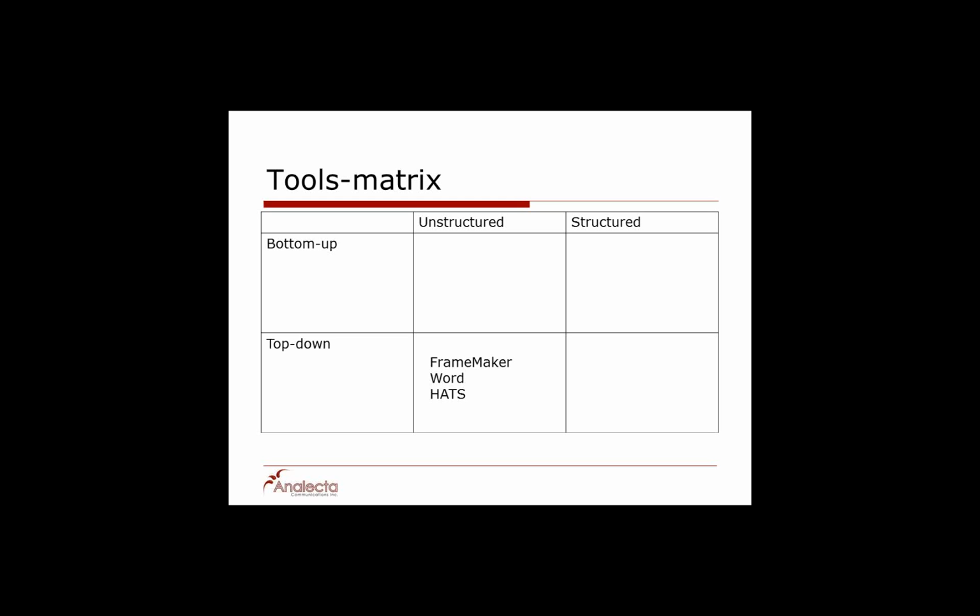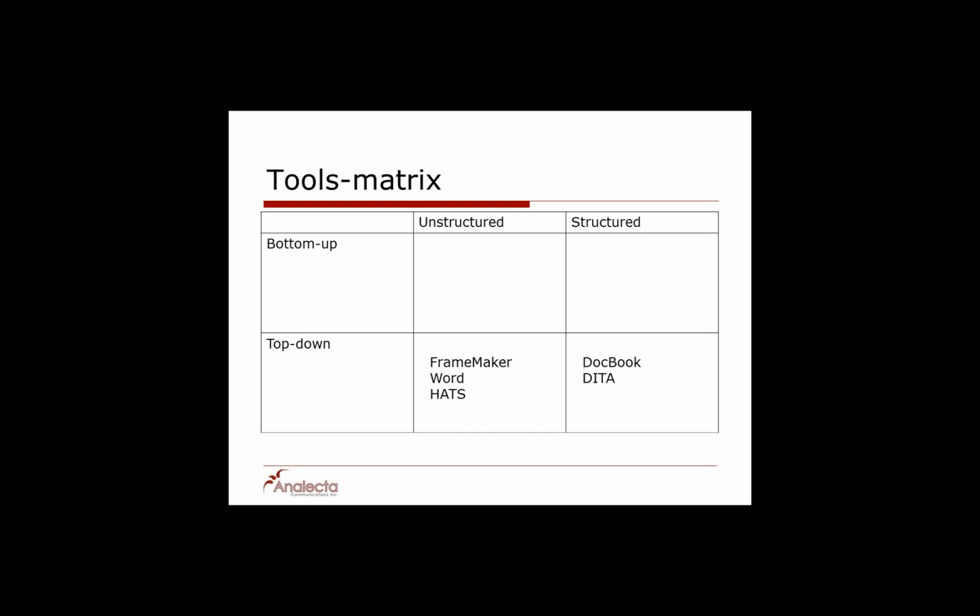Would be represented by desktop publishing programs like FrameMaker, PageMaker, InDesign. Would be represented by word processors like Word and OpenOffice and WordPerfect. Would be represented by help authoring tools, RoboHelp, Flare. Now, as I stated at the beginning, this doesn't mean that you can't do bottom-up or even structured writing with these tools. It's about identifying where their sweet spots are, where the primary design consideration, the architecture of the content that people had in mind when they designed these tools, was in the unstructured top-down space.